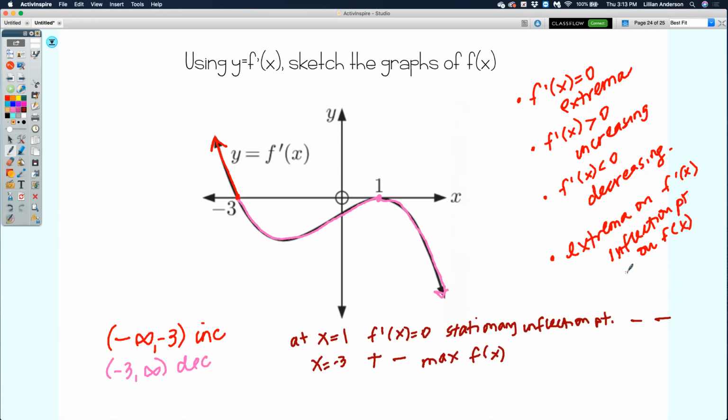So let's see, is there anything else? Remember, if we have extrema on our first derivative, there's an inflection point on our original function. So one last thing that we can pull out is that this extrema right here, at this random point, maybe around -1.5 or -2, we are also going to have an inflection point, but it's not going to be a stationary inflection point because it doesn't touch the x-axis. This one's going to be a non-stationary inflection point, or just a true inflection point.